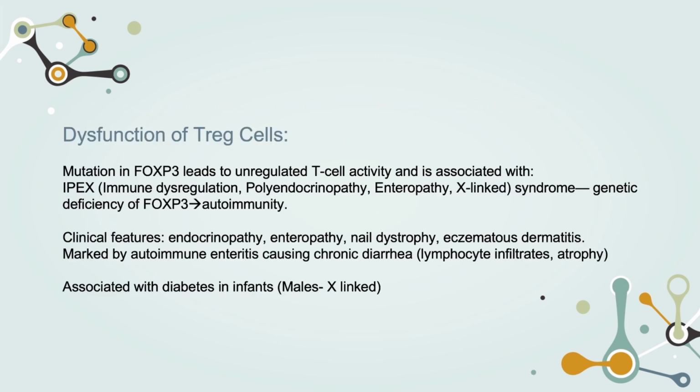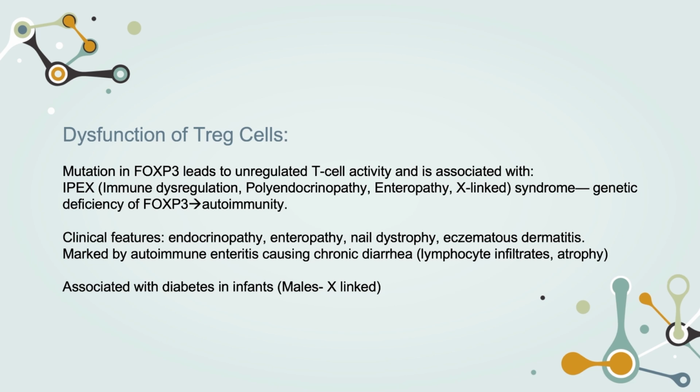So what happens if there's dysfunction of Treg cells? Mutation in FOXP3 leads to unregulated T cell activity, and it is associated with IPEX syndrome. The full form is immune dysregulation, polyendocrinopathy, enteropathy, and it's X-linked disease. All right. So, what are the clinical features of IPEX syndrome? It's endocrinopathy. That means there could be diabetes mellitus, hypothyroidism, and other endocrine diseases, right? The hallmark feature is enteropathy. In immune dysregulation caused by dysfunction of Treg cells, there'll be chronic diarrhea because of autoimmune enteritis.